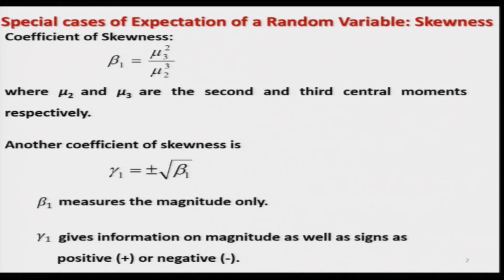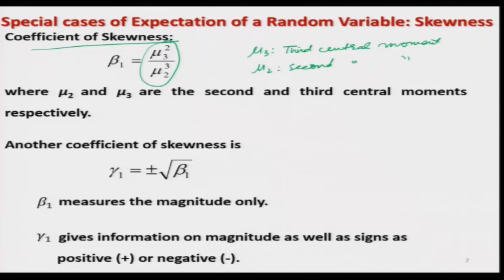In order to measure this lack of symmetry, we have a coefficient of skewness which is defined as mu 3 square upon mu 2 cube. So, mu 3 is your third central moment and mu 2 is your here second central moment, which is actually your here variance. And the symbol to indicate this coefficient of skewness is beta 1. The beta 1 is defined here as, say, the square of the third central moment divided by the cube of the second central moment. Right.